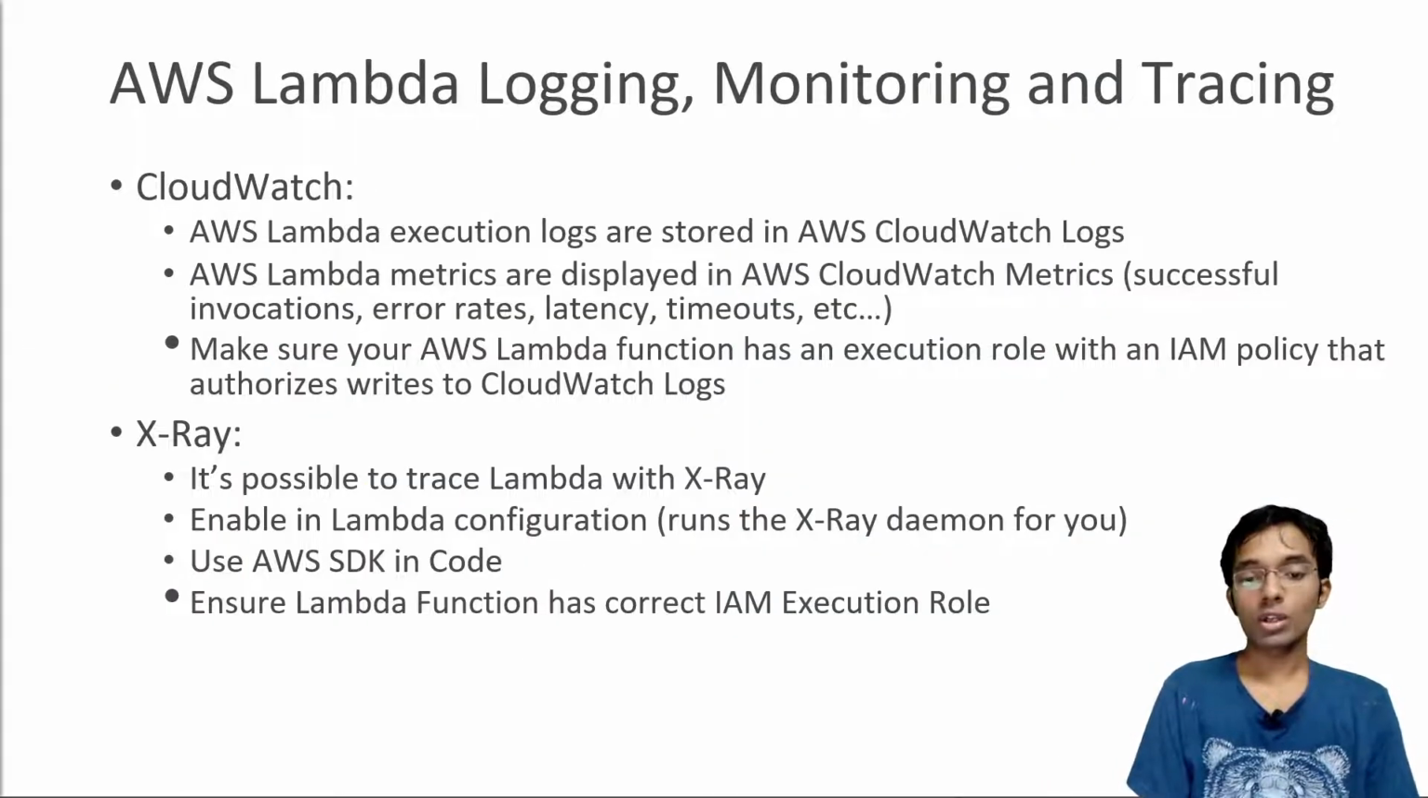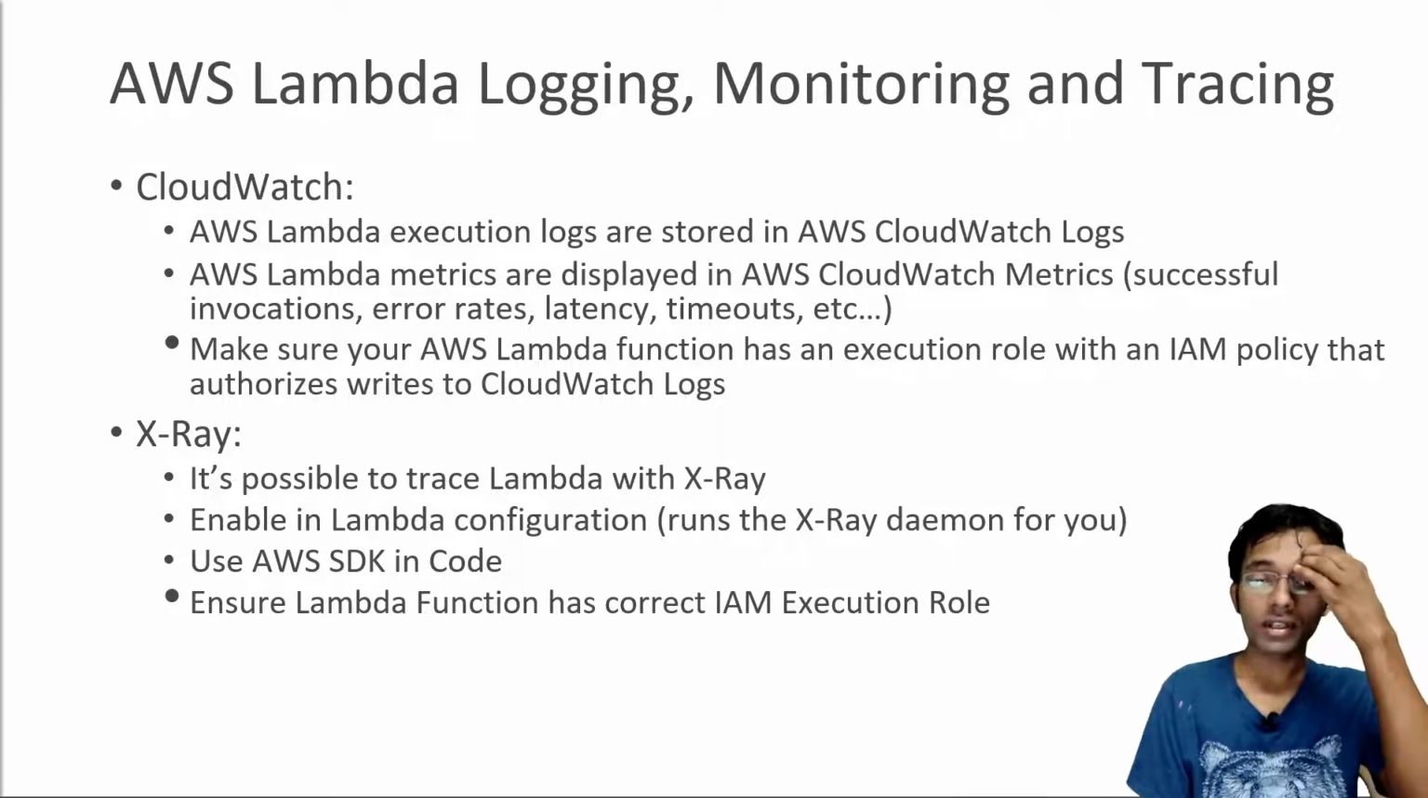Finally, let's talk about logging, monitoring, and tracing. So we know there's a CloudWatch and Lambda integration. The first one is that the Lambda execution logs will be stored in CloudWatch Logs no matter what, whether it's in your VPC, out of your VPC, or in a private subnet. We also get CloudWatch metrics that represent successful invocations, error rates, latencies, timeouts, etc. For this to work, you need to make sure your AWS Lambda function has an IAM policy and IAM role that authorizes writes to CloudWatch Logs.